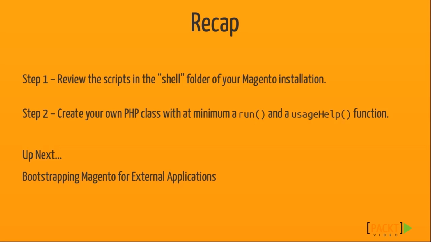So let's recap. First, we spent some time reviewing the out-of-the-box shell scripts that Magento provides. Creating our own shell script is simple. It's as easy as creating a PHP class. You should always make sure to have, at minimum, a run function and a help function, so that your shell script is usable by others who you may be sharing your extensions with. Coming up next, I'll be showing you how to bootstrap Magento for external applications, so stay tuned.